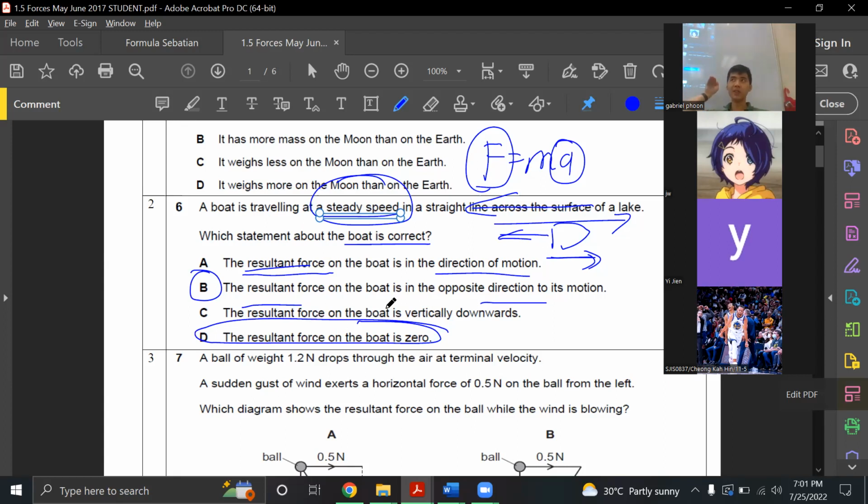For example, when your parents are driving on the highway and the speedometer shows 120 kilometers per hour, it is at a steady speed because the engine force is exactly equal to the friction from the ground. To accelerate, your parents step on the pedal, the engine force becomes greater than the friction, and it accelerates. Understand? Okay.